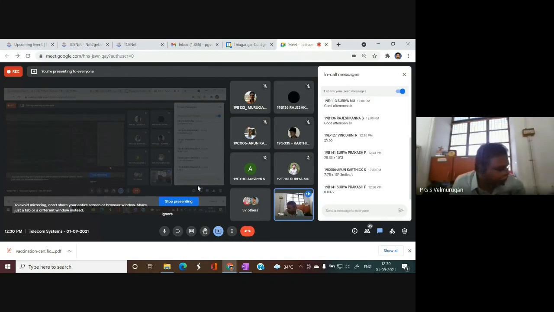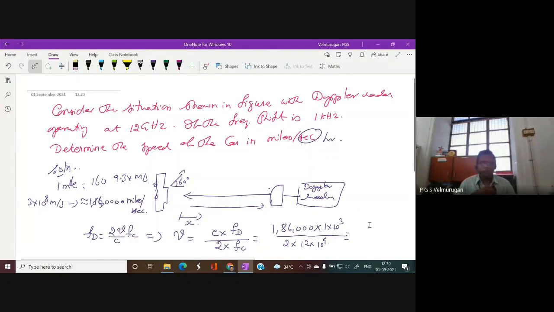You got the answer, very good. 7.75 into 10⁻³ miles per second. Correct தானா? 186000 into... we have missed one point. இதுல நம்ம ஒரு பாயிண்ட் மட்டும் மிஸ் பண்ணிட்டோம். என்னன்னு சொல்லுங்க பார்க்கலாம். இந்த ஆங்கிளை நம்ம கன்சிடர் பண்ணவே இல்லை.